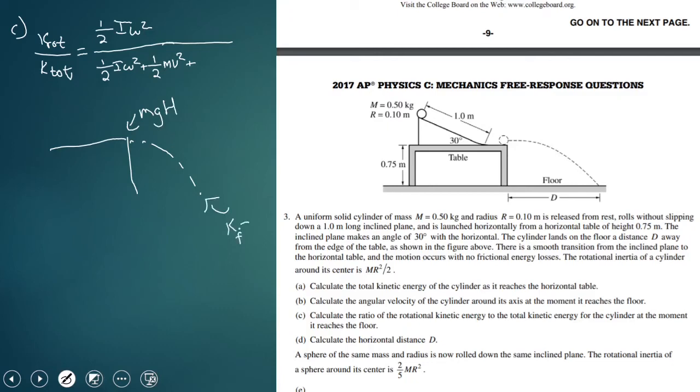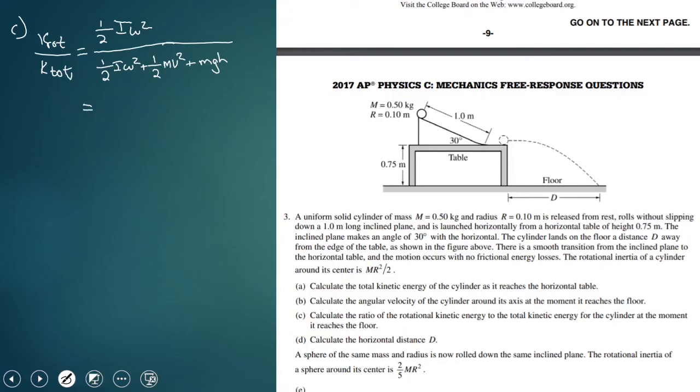So K f is equal to U g, which is equal to mgh. And so a lot of times people either misread the question by saying we're still on the table instead of on the floor, or they forgot to just account for this extra potential energy in general. So we have plus mgh, that coming from conservation of energy from transitioning between the table and the floor.